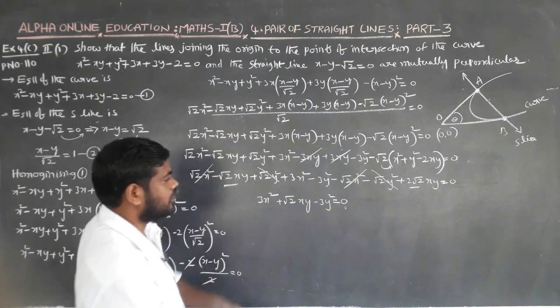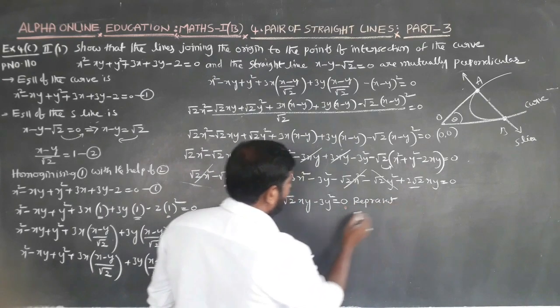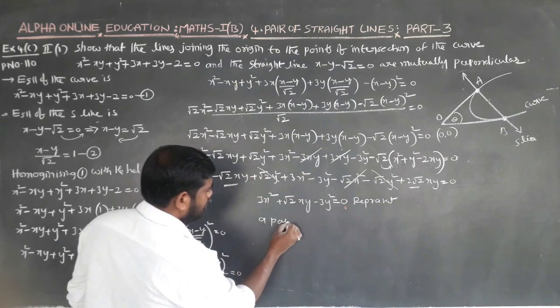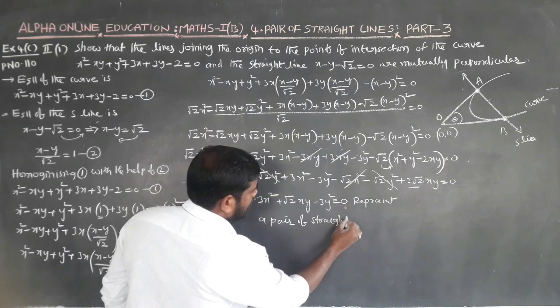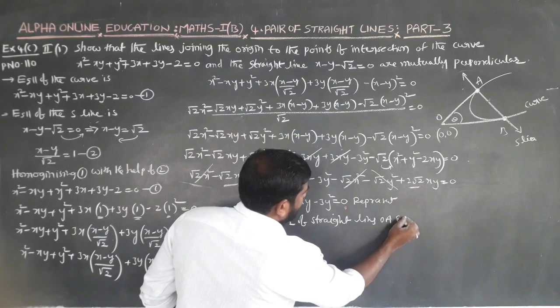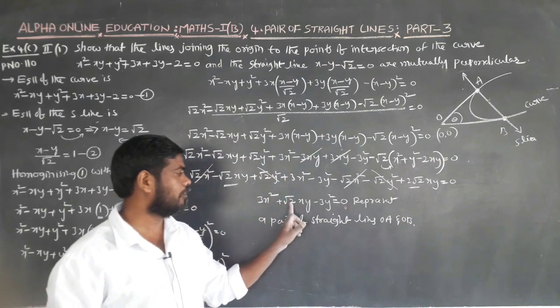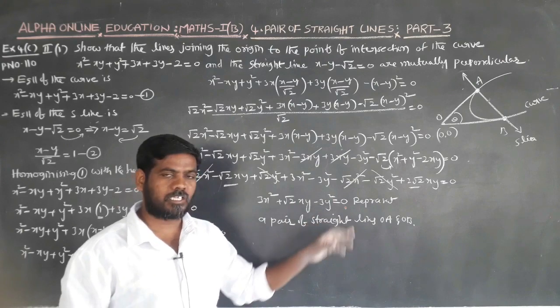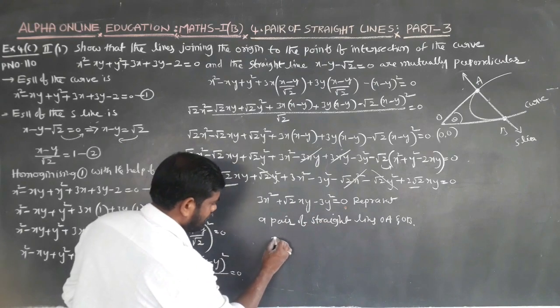This is the equation, representing a pair of straight lines OA and OB. The equation 3x square plus 2 root 2 xy minus 3y square equal to 0 represents a pair of straight lines.